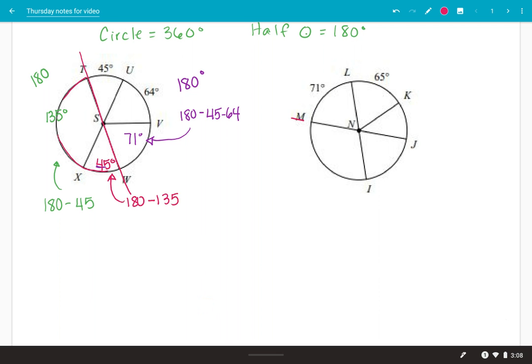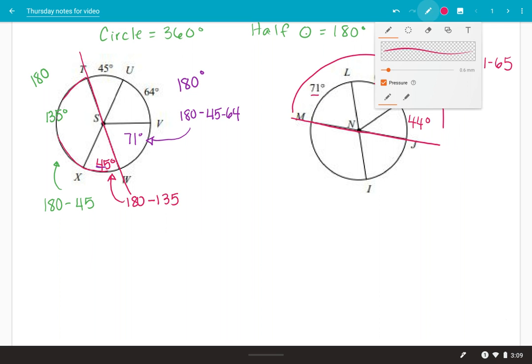So again, second one, we're going to find out what it is. We know this one is 180 degrees. And I'm going to subtract the two arcs that I do know. Okay, and then you plug it in. And we can find out that this arc is going to be 44 degrees.